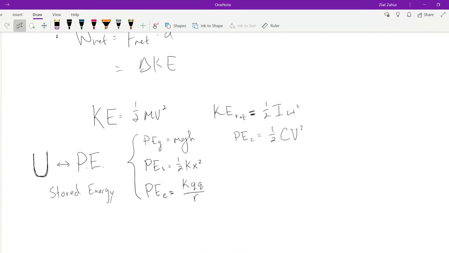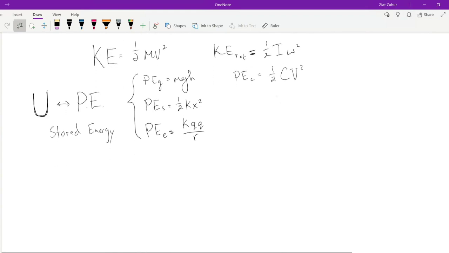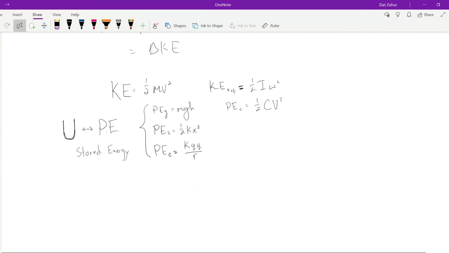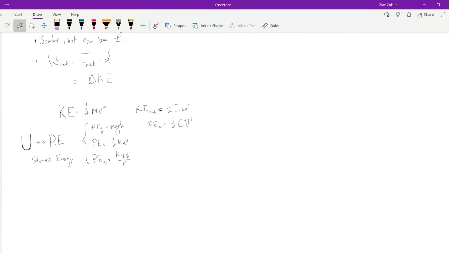Now, question, is it possible to store kinetic energy? Is it possible to store kinetic energy? Can you design an experiment or a device, more like, that can store kinetic energy? So we're kind of breaking the bounds between potential and kinetic right now. The answer is yes, you can. How is it possible that we can store kinetic energy and then use it up?